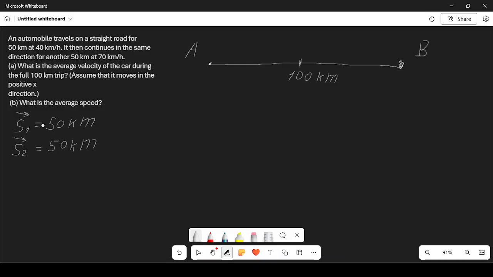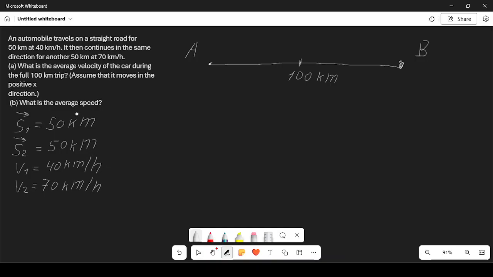The point is that during this first displacement, on the first segment of the road, our automobile has speed 40 kilometers per hour. So speed V1 equals 40 kilometers per hour. And during the second half of the trip, during the next 50 kilometers, our automobile had speed V2 equals 70 kilometers per hour.